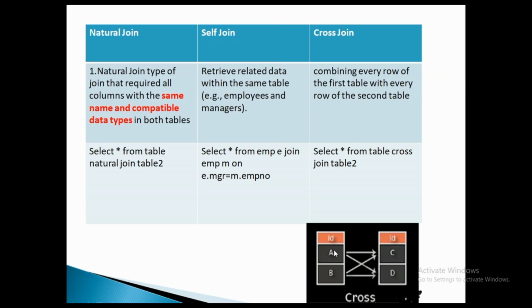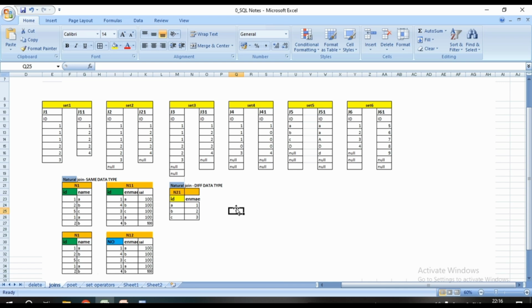Look at the example here. A, B is the first table and C, D is the second table. A is matching with C and D, and again B matching with C and D. So that is called cross-join. Now we will see some examples before going to execute the SQL joins, how the test data looks like.